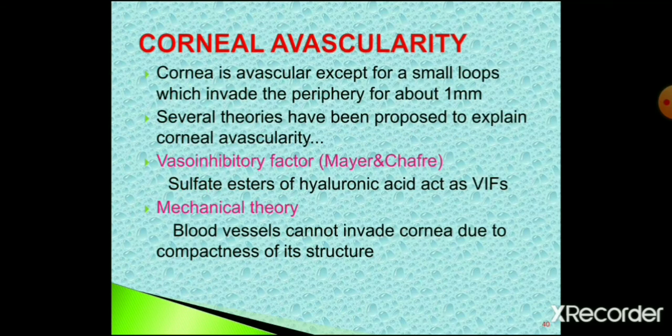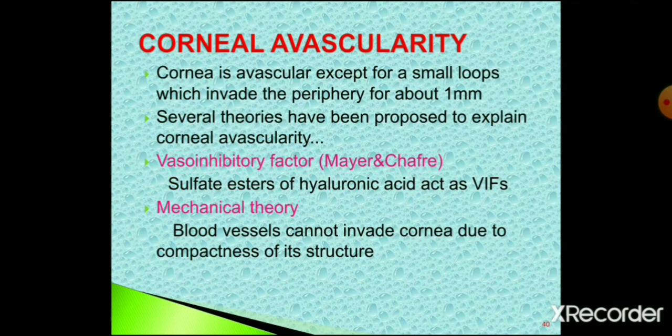Now what is corneal avascularity? What is the importance of corneal avascularity? Cornea is avascular except for small loops which invade the periphery for about 1 millimeter. So the whole of the cornea is avascular except for a small loop which invades the periphery for about 1 millimeter. Several theories have been proposed to explain corneal avascularity. A vasoinhibitory factor of Mayer and Chaffray: sulfate esters of hyaluronic acid act as a vasoinhibitory factor.